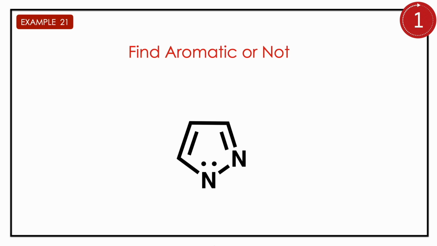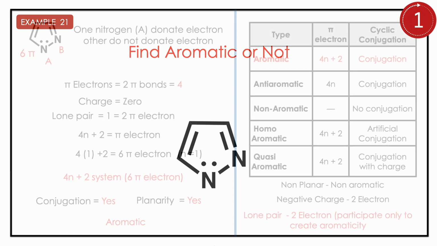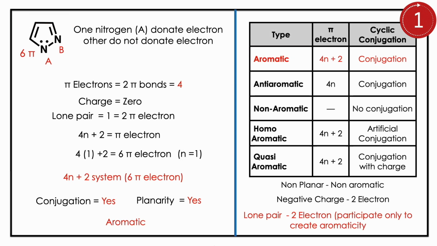Then the next example, you have a 5-member heterocyclic system with 2 nitrogens and 2 pi bonds. We should find whether the given compound is aromatic or not. The compound has 2 nitrogens. It can give 2 lone pairs to the system, but only one donates, which is the A nitrogen. The A nitrogen donates. Why? Because it creates conjugation as well as aromaticity. So the lone pair only participates to create the aromaticity.